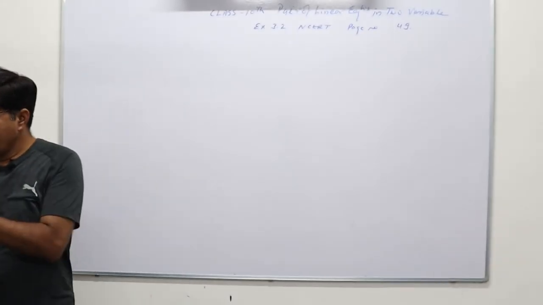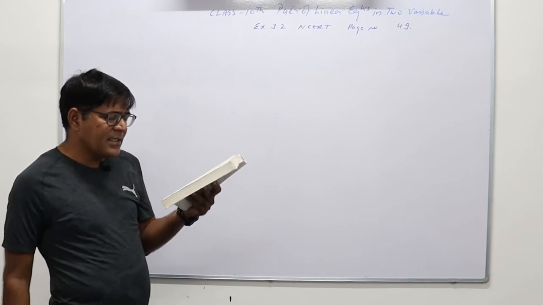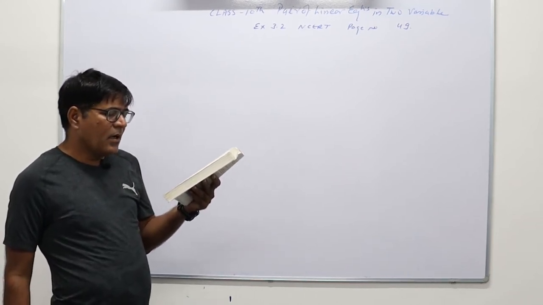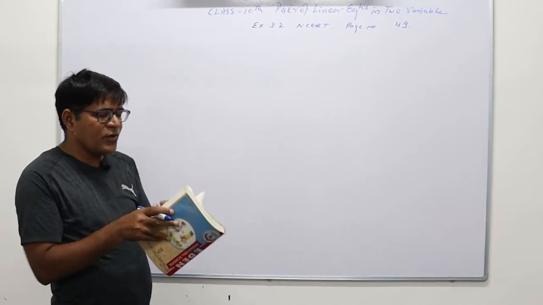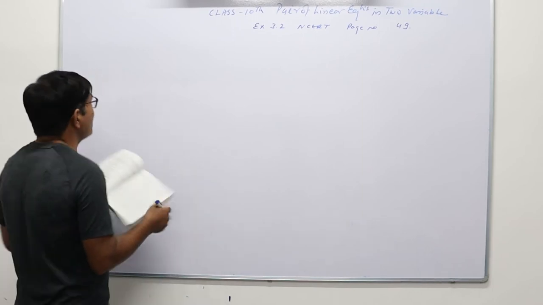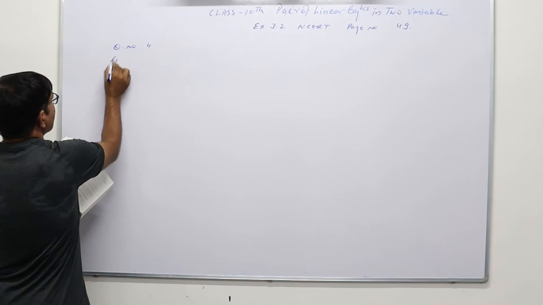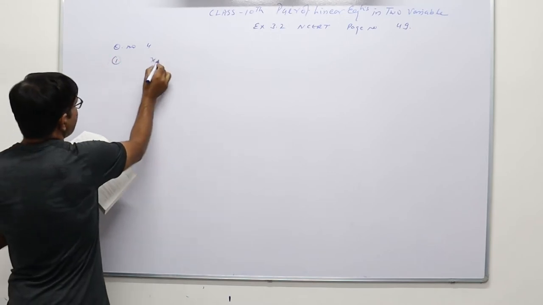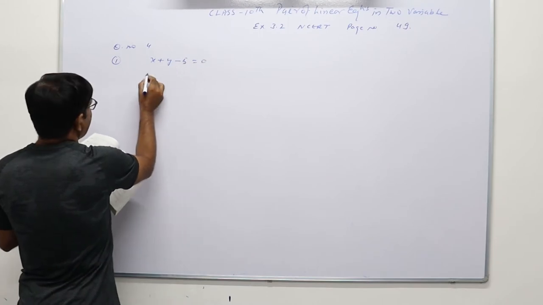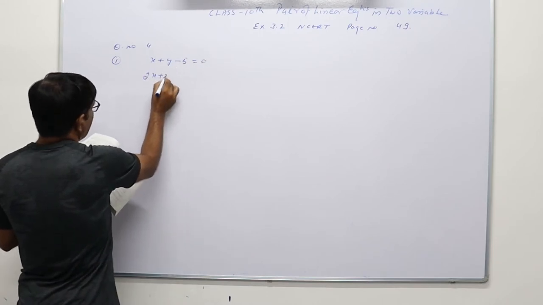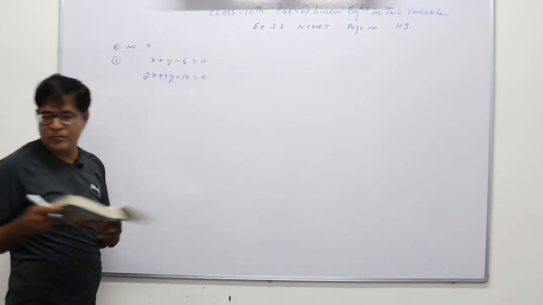Read the question. Which of the following pair of linear equations are consistent or inconsistent? If consistent, obtain the solution graphically. So, question number first is: the system is x plus y minus 5 is equal to 0, and the second equation is 2x plus 2y minus 10 is equal to 0.